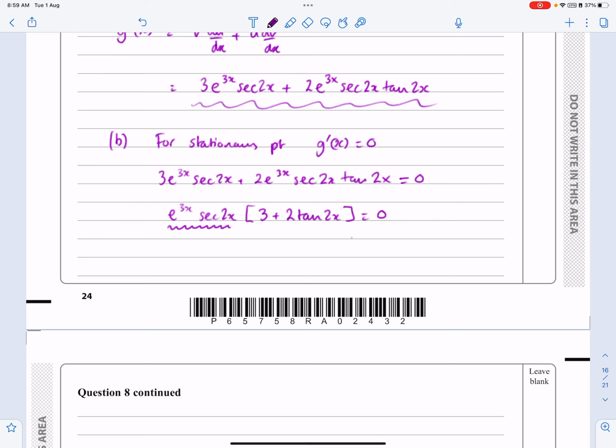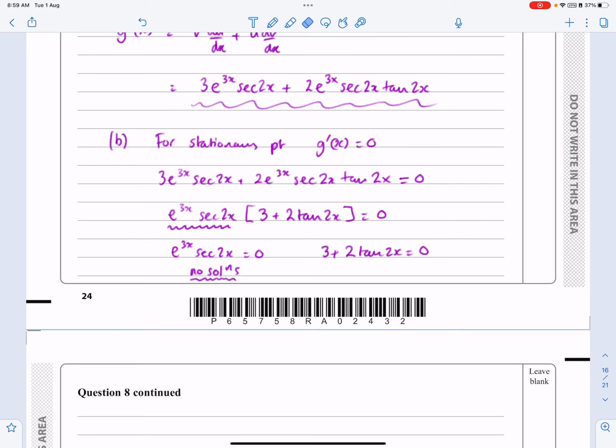Okay, if you just think about what e to the x looks like, one of the key functions of e to the x is the fact that it has an asymptote of naught. e to the x doesn't equal naught. So because of that, you don't need to write any of that down, that's just explaining it to you. e to the 3x sec 2x equals naught, or 3 plus 2 tan 2x equals naught. Just no solutions to that bit.